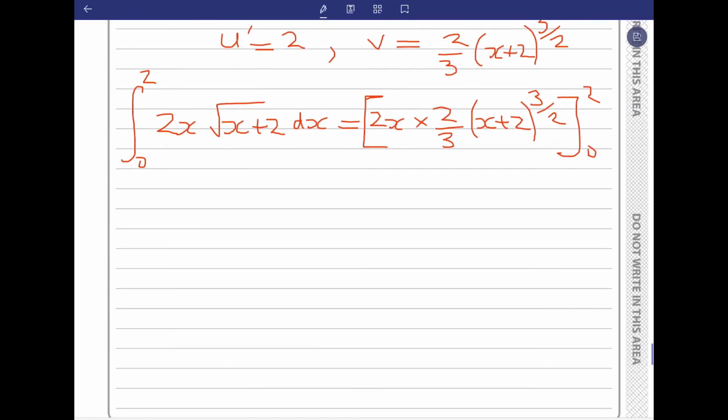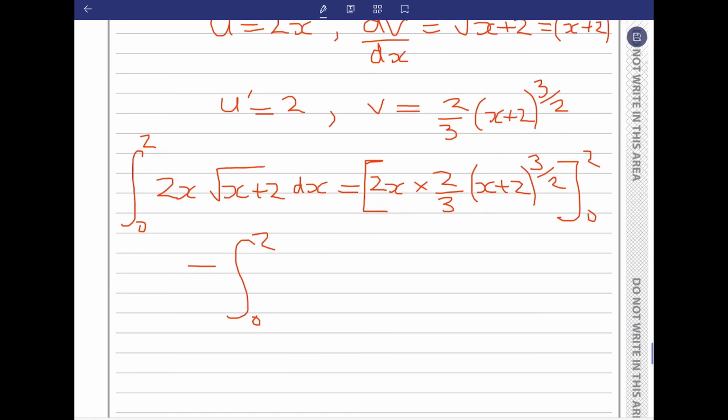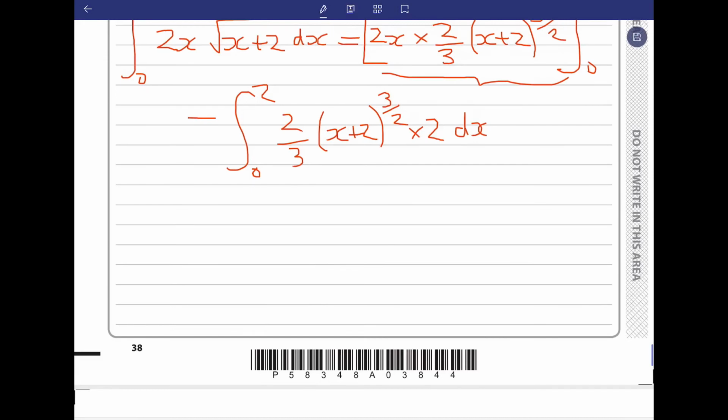And then we're taking away another integral between 0 and 2, and this is v du by dx. So v, 2/3, and then x plus 2 to the 3 over 2, and then du by dx is 2, so times by 2 there, dx. Now before we tackle this first one here, let's actually integrate the second term and get it all together. So I'll just write that down again, but we'll simplify.